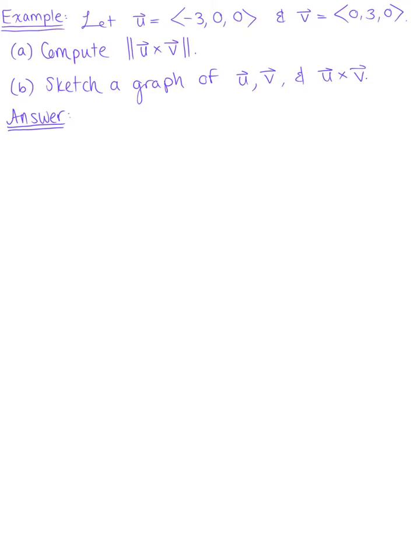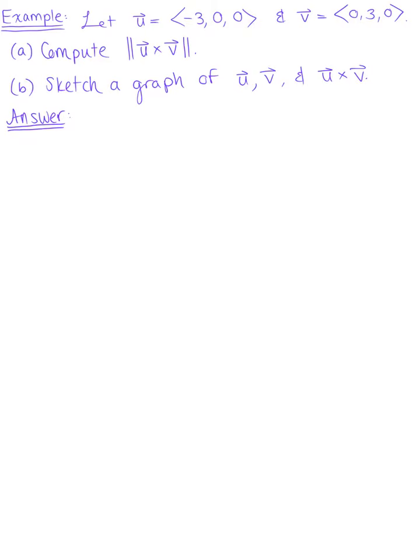Let vector u be defined by the components -3, 0, 0, and let vector v be defined by the components 0, 3, 0. Part A, compute the magnitude of the cross product u cross v. And part B asks us to sketch a graph of vector u, vector v, and the cross product.